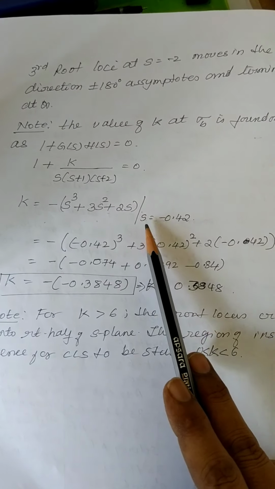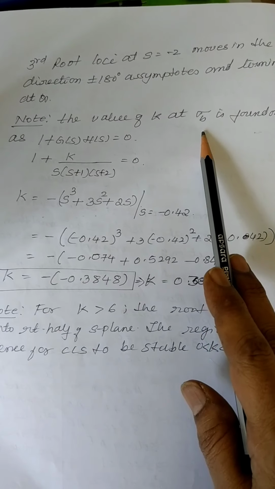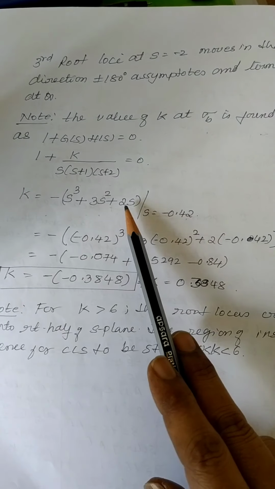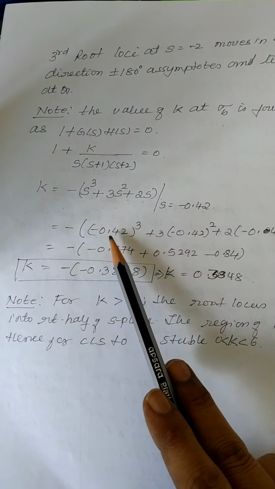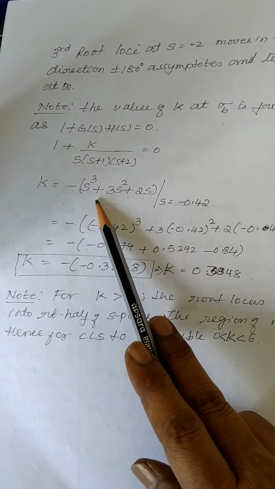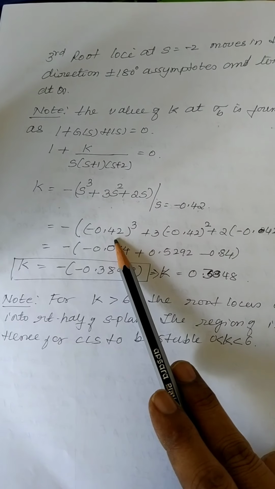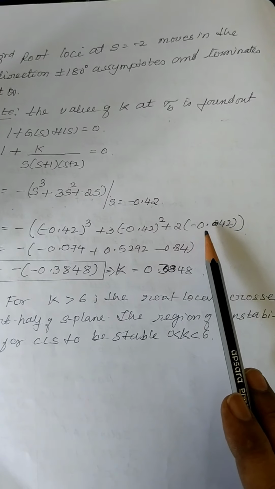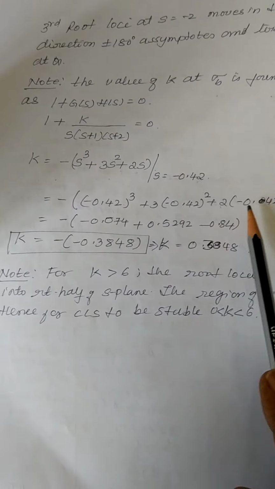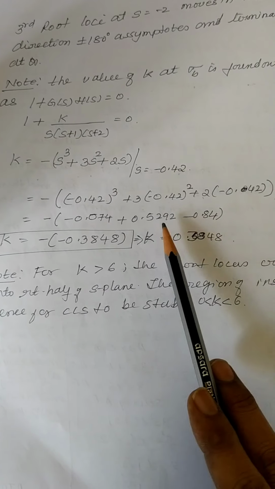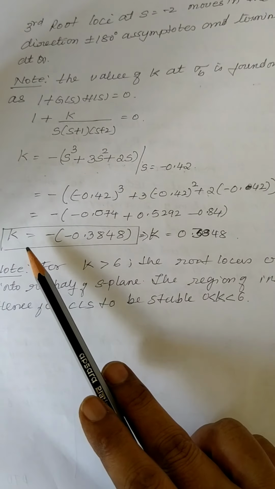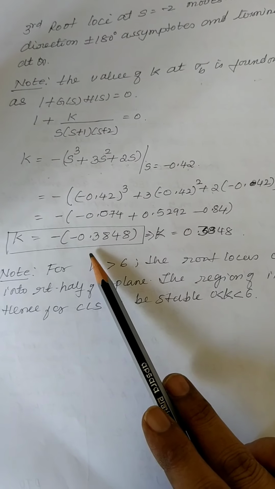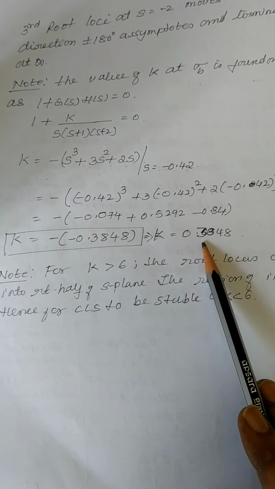Now at the breakaway point, sigma b, we have taken the breakaway point as minus 0.42. You substitute that here, wherever s is there, you put s equal to minus 0.42. So minus 0.42 whole cube, minus 0.42 whole square into 3, then minus 0.42 into 2. You have got this, and you simplify now, do the calculations. So you get K equal to this value, minus 0.3448, minus into minus becomes plus. So K will be equal to 0.3848.